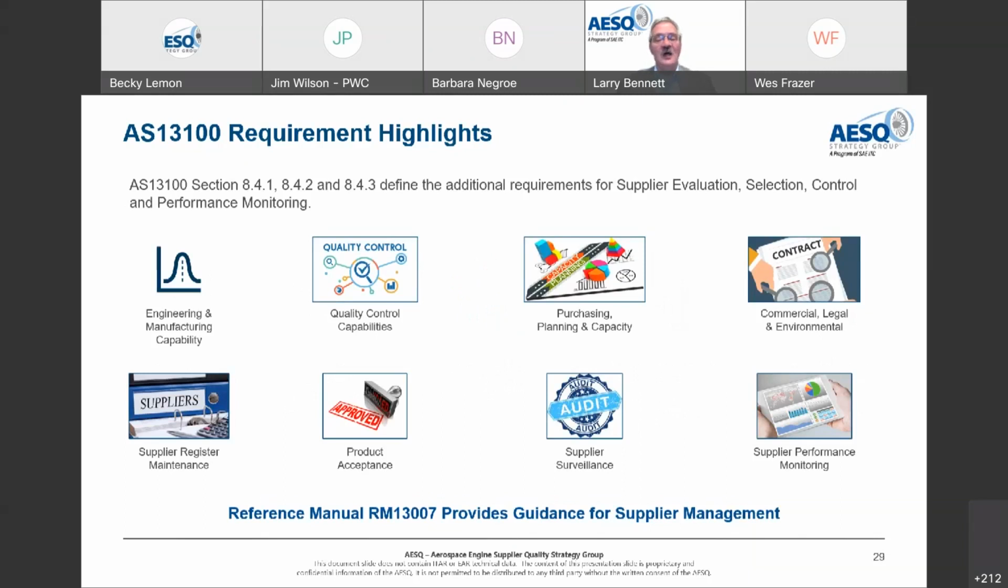8.4 has a wealth of information on supplier control. This would be your sub-tiers as a prime supplier to an OEM. If you are a prime supplier, 8.4 gives clear instruction and requirements for supplier evaluation, supplier selection, supplier control, and supplier performance monitoring. The industry, as well as the OEMs and the voting members, clearly understand the risk and the challenges associated with sub-tier control.